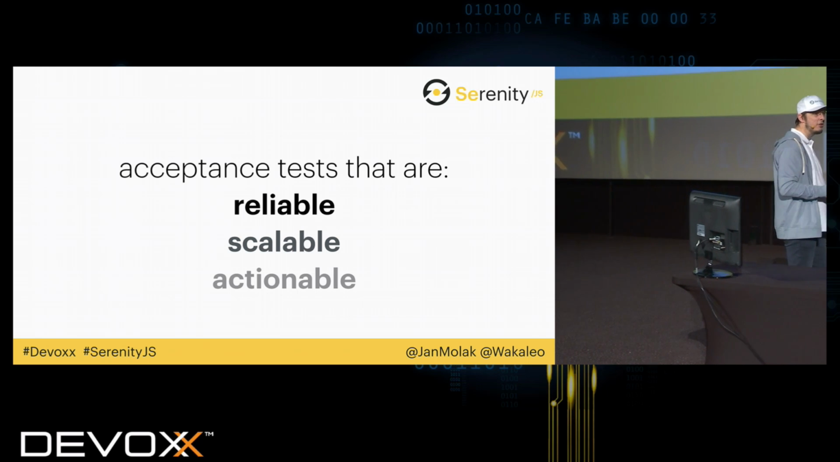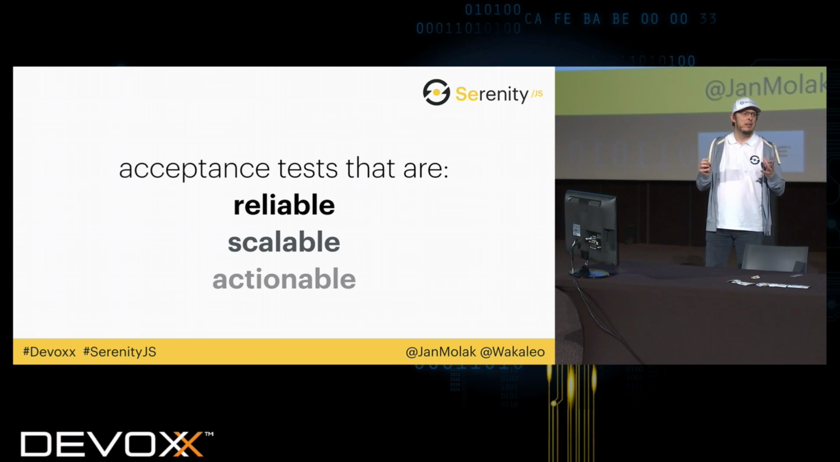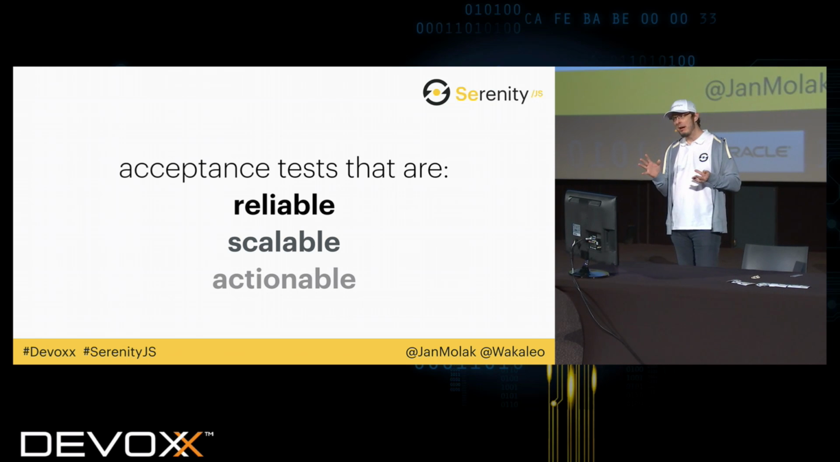So what we really need to do is try to make our tests, and what we identified here are three main attributes, so we want our tests to be reliable.